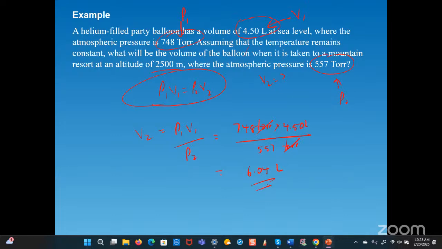Number 3 is more straightforward. The only difference is that they're asking for P2. So basically, you'll be using P2 is equal to P1 V1 over V2. You just plug the numbers into that equation, and that will help you solve question number 3. I'll leave you to do that on your own, because I think that's relatively easy. Any questions about this example?